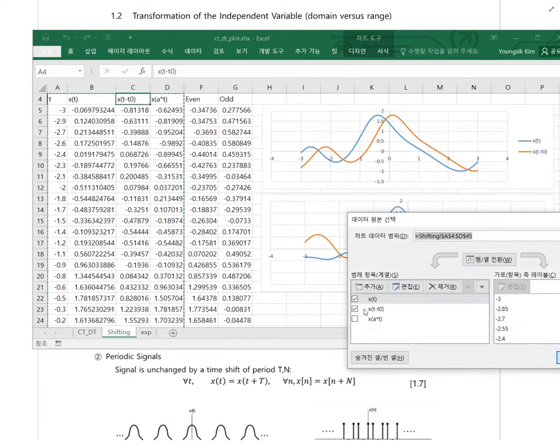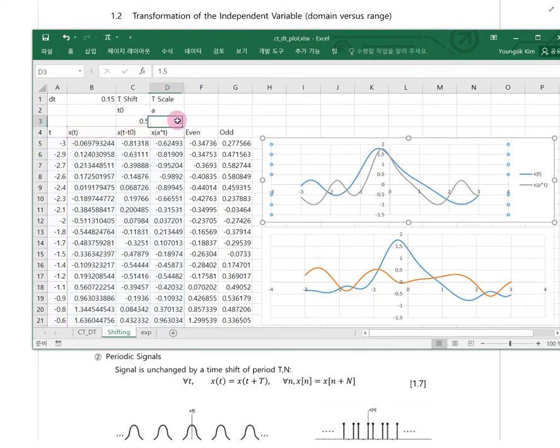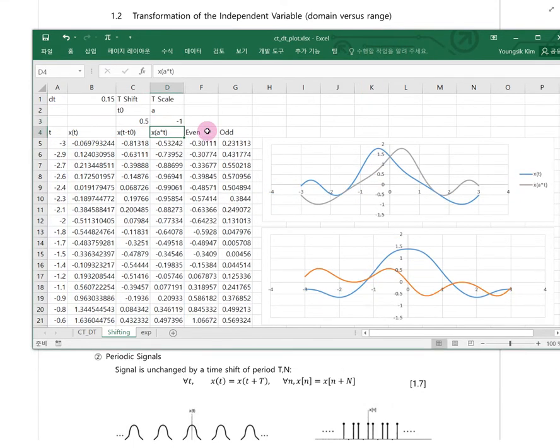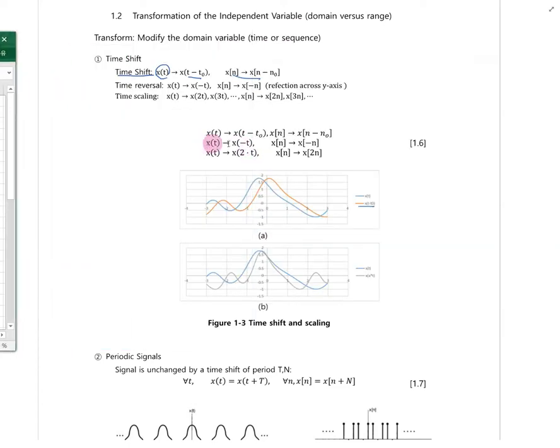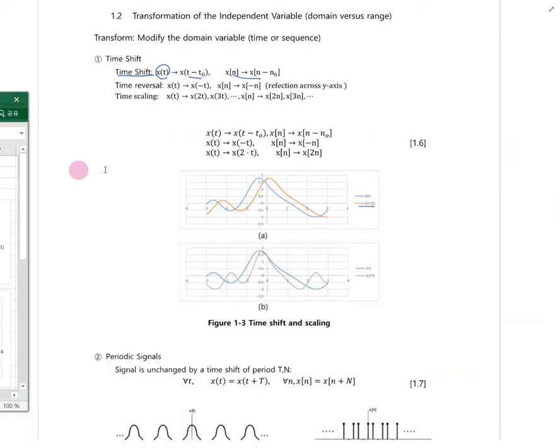we turn it on. If the scale factor becomes -1, then this shows the reversal signal. At this moment a equals -1, which means x(-t) is a reflection with respect to the y-axis. See here, the blue one and the gray one are reflection images of each other with respect to y.